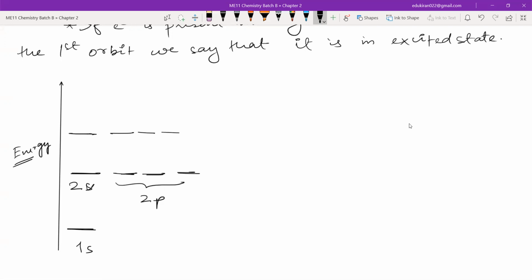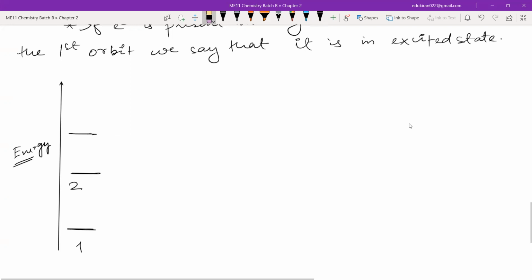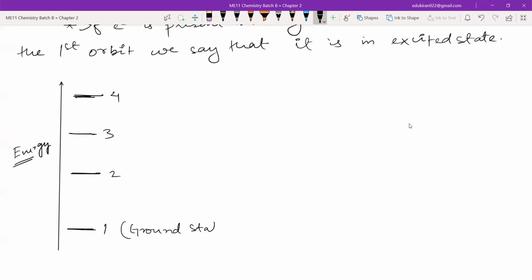Now I'm not going to make all the subshells here. What we need only is the shells here. This is the first, second, third orbit, and fourth orbit. Now the first is the ground state. Everything above is the excited state.